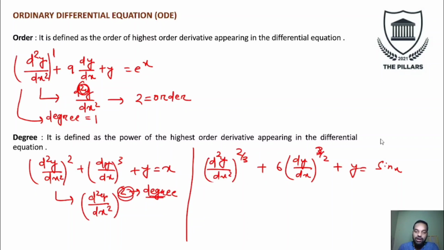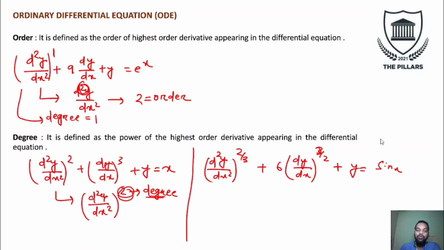Okay, so our first job is to make this differential equation free from these fractional powers. So for that, what we have to do, we can simply multiply 3 here, then 3 will get cancelled out, so 2 will be the degree.